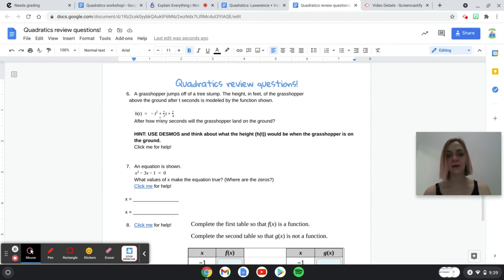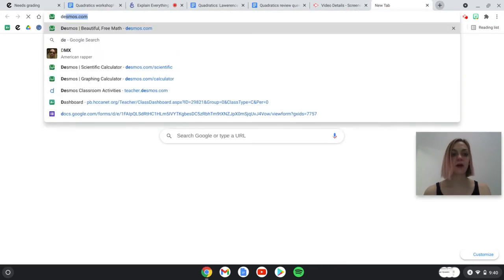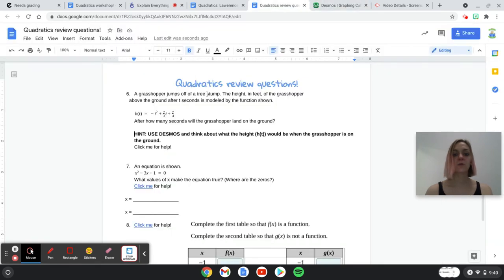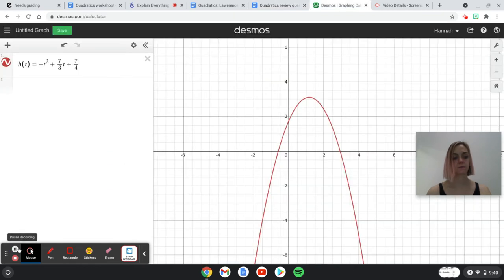So whenever we have an equation or a function, we should always put it into Desmos. If you don't have the graphing calculator open yet, you should definitely open that. And what we're going to do is type this into Desmos exactly how it is. Pause the video, type this into Desmos, play the video once you have it in Desmos.